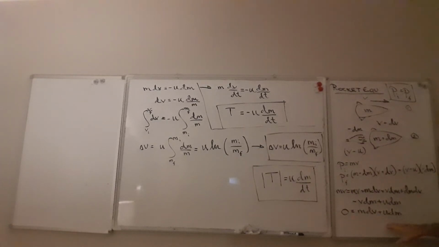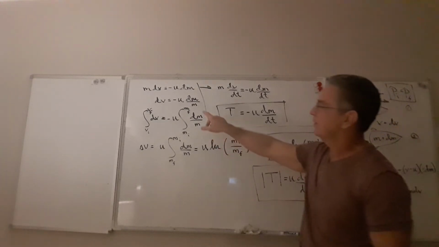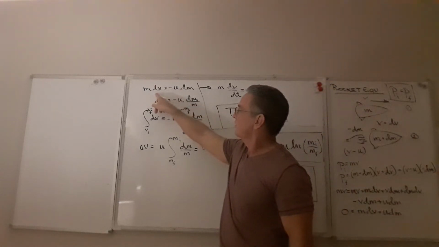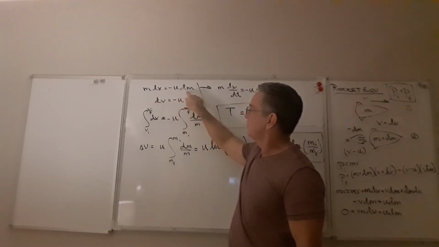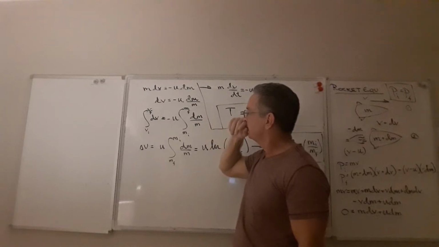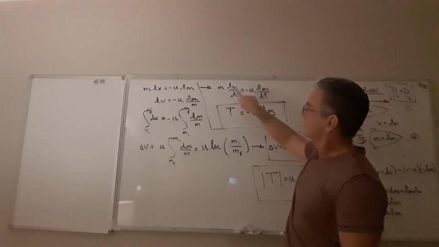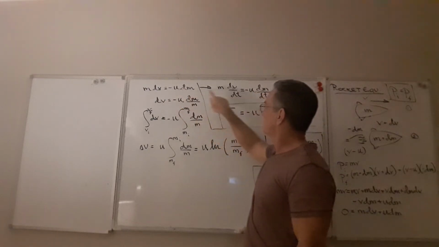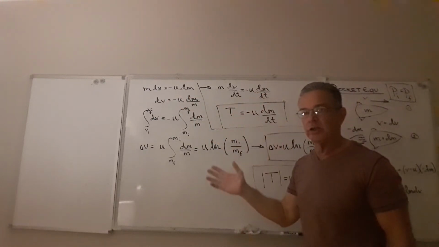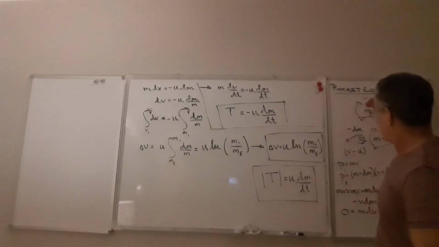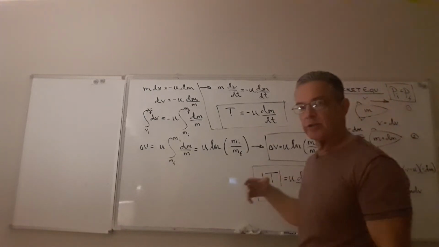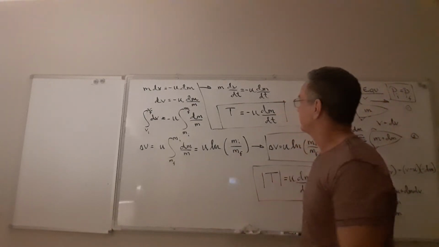Now I'm going to rearrange that over here. So I've got m dv on one side and negative u dm on the other, okay? Now I'm going to go over here first in this little block, and I'm going to divide both sides of this equation by dt, where dt is a small interval of time between picture 1 and picture 2 over here, the time that it took to exhaust the gas, okay?